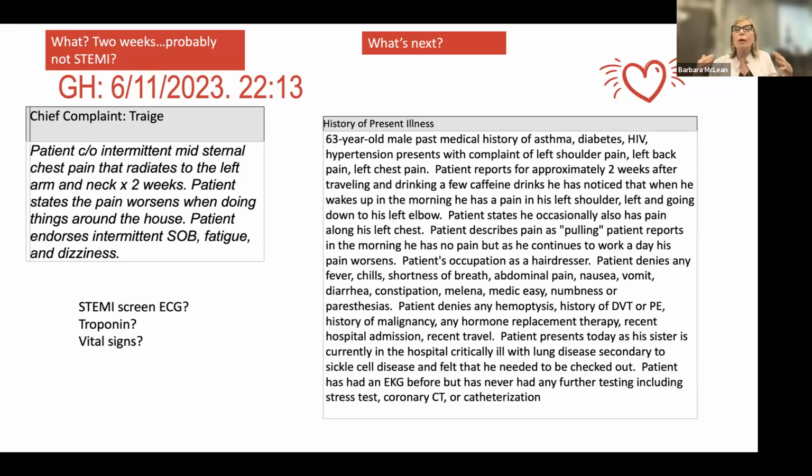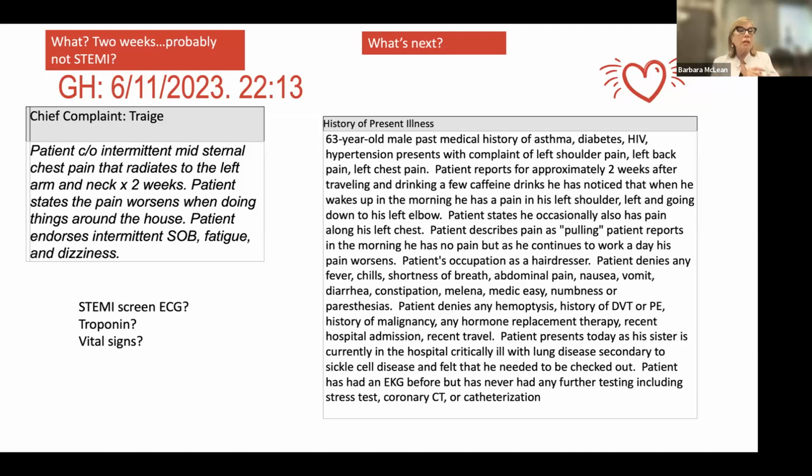Patient says he also has this pain along his left chest, describes it as pulling. And he reports that in the morning, he has no pain. Earlier, he said he did have pain, but he continues to work his day, and his pain worsens throughout his day. Patient is a hairdresser, denies fevers, chills, all those types of things, pretty much anything else that we would look at, any recent long travel, anything that might lend itself towards DVT or PE, like malignancy or surgery or any hormone replacement.